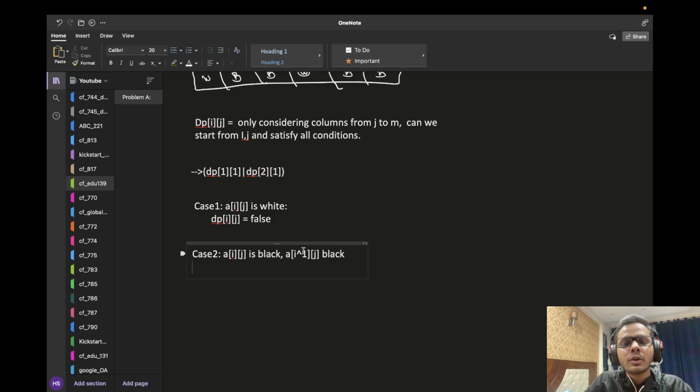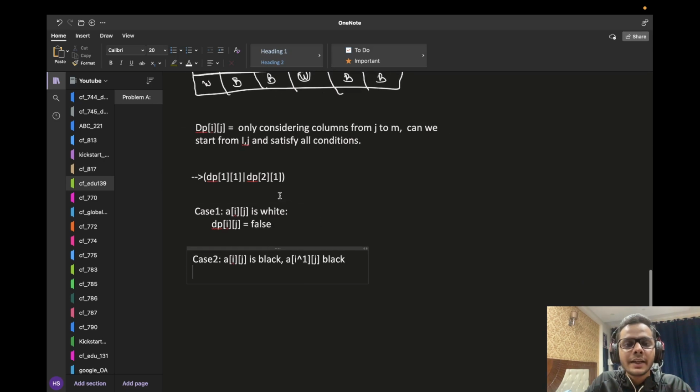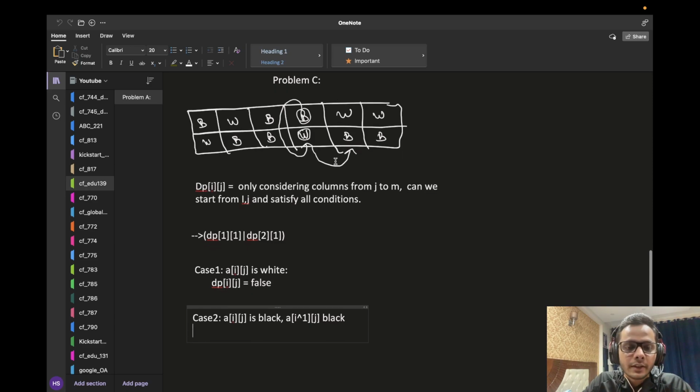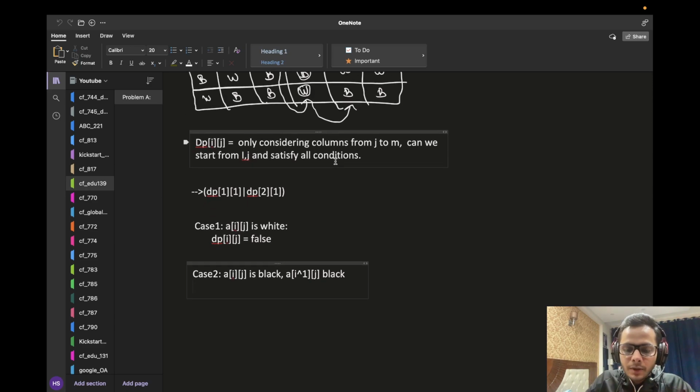So if a[i+1][j] is also black and we are starting at i, j, then we are bound to go from i, j to i+1, j here. And once we are here, since we can only visit cells once, we are bound to go here, right? So this is the path that we will be bound to take. So that means from i, j, we'll be going to i+1 and j+1.